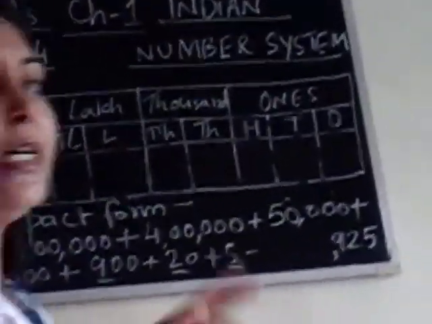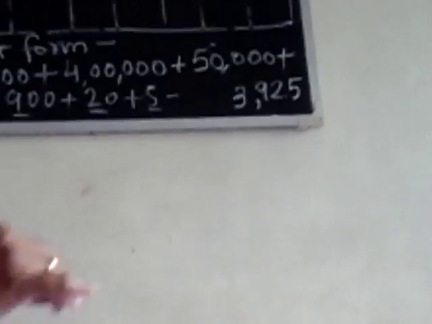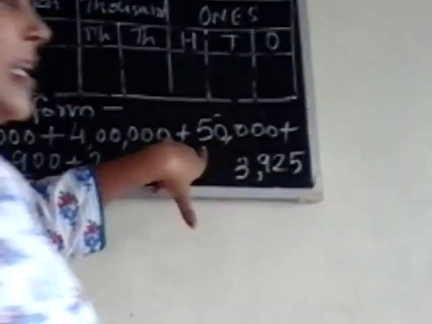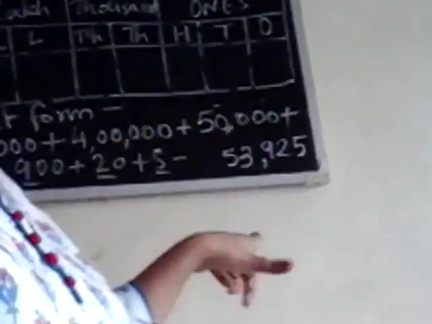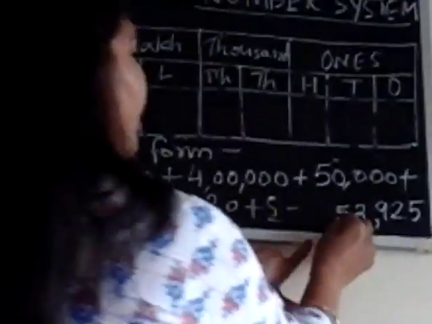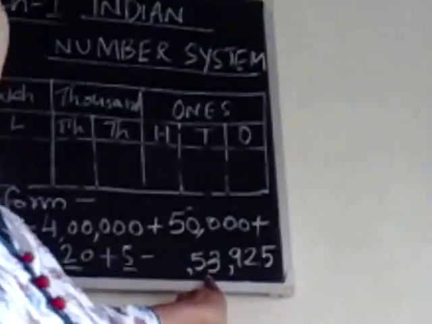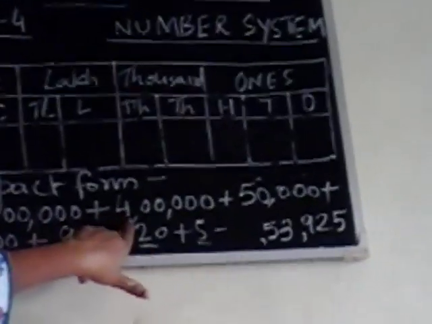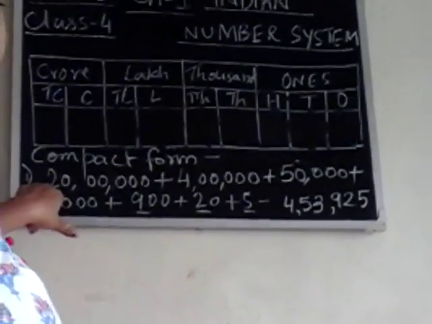Then we move to the next. 3,000. This 3 is in thousands place. So 3 we will write next. Then 5 is in 50,000, that is ten thousands place. Then we will write 5. Again we will put comma. Why? Because now this is thousands period completed. Okay. Then we have 4. And then you can see here 2.